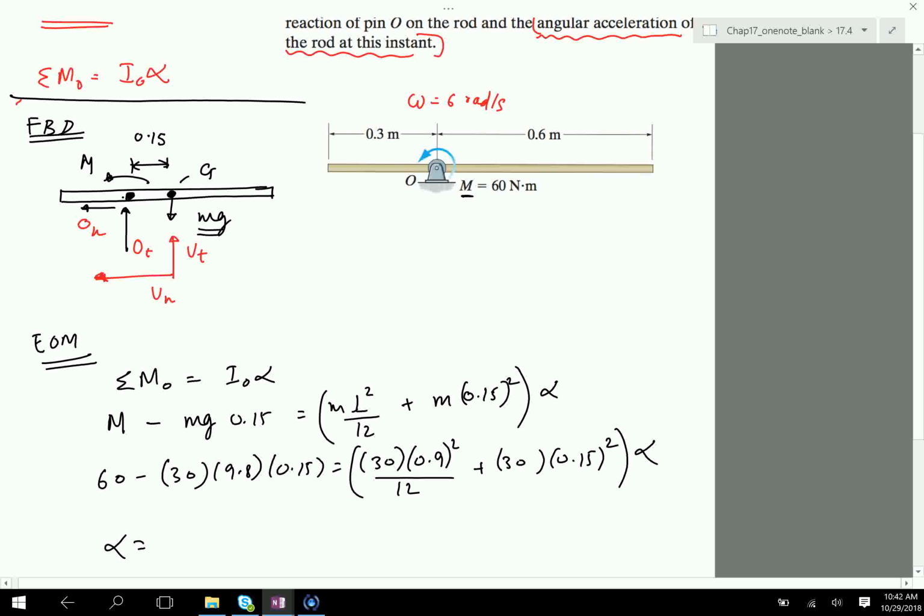Instead of solving it, let me look at the answers. A bunch of people got 5.87. I'm going to write 5.87. Lots of people got that answer. So I would check this anyway.